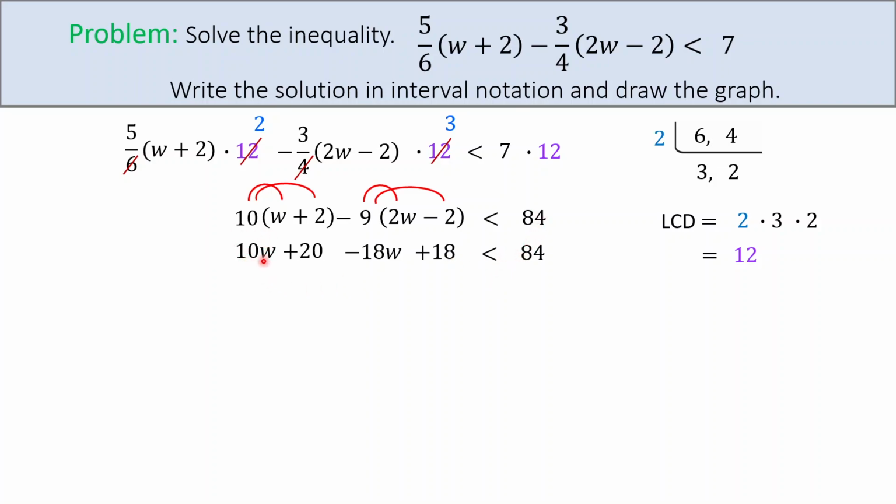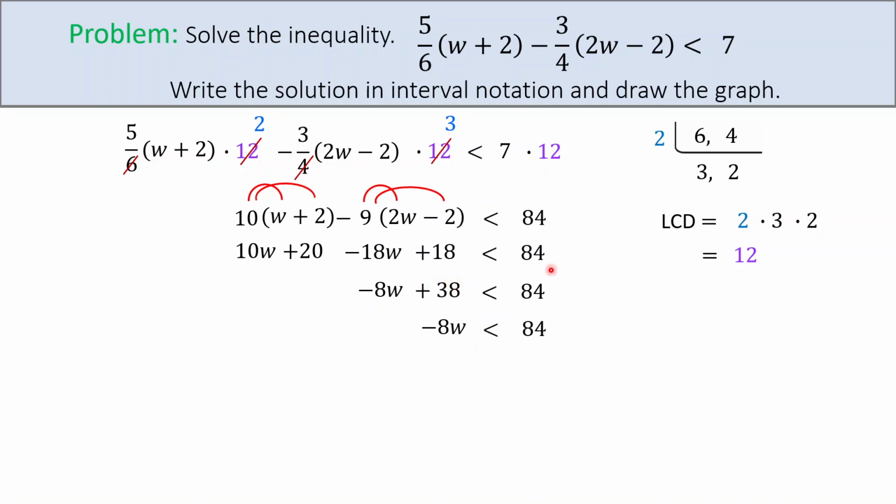Now you have 10w, negative 18w. You will get negative 8w. 10 minus 18 is negative 8w. Now 20 plus 18 is 38, less than 84. Now you need to isolate this term by moving this to the right hand side. You get this less than 84.